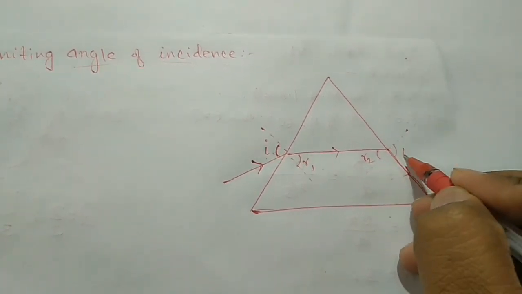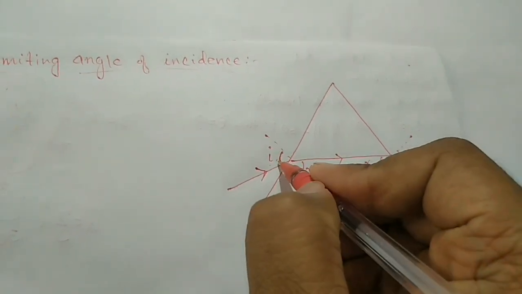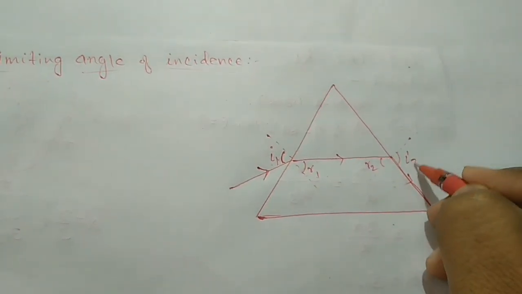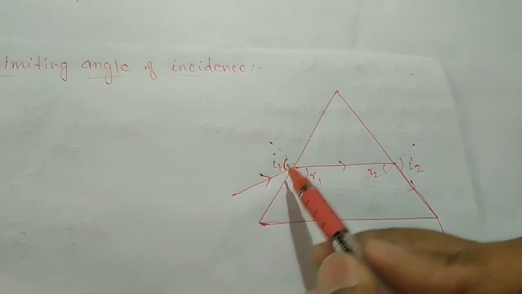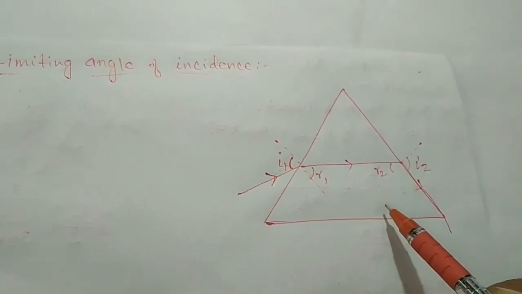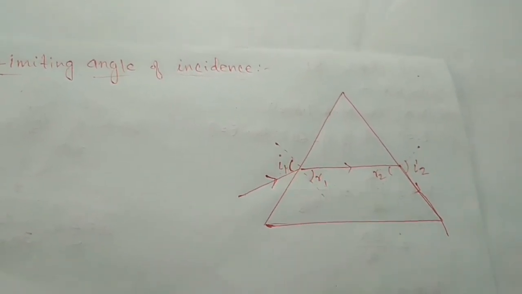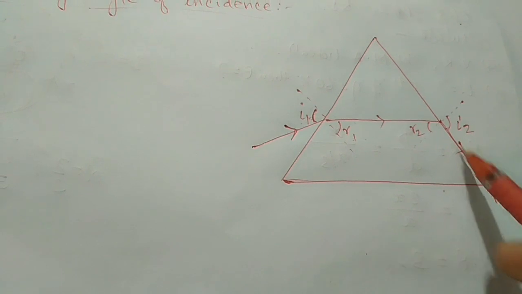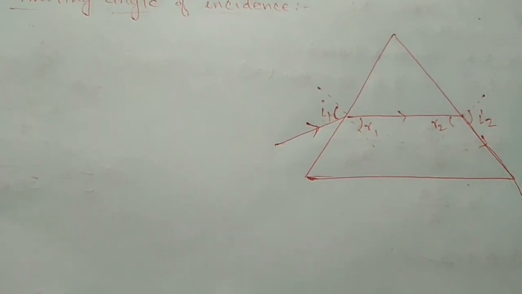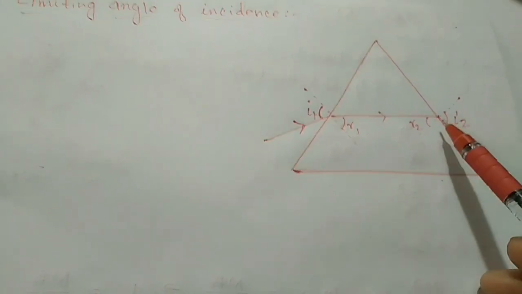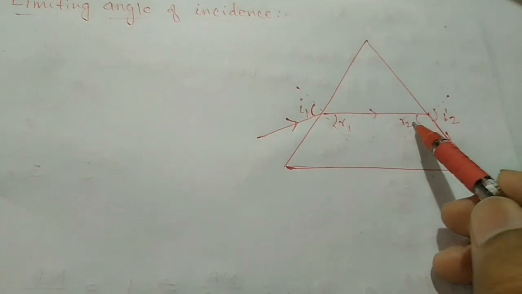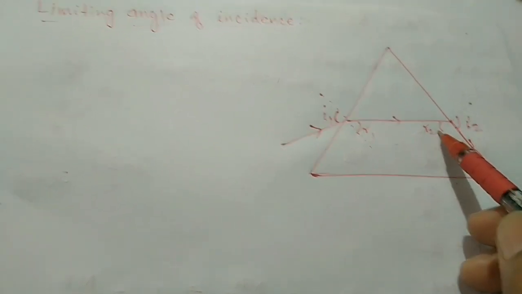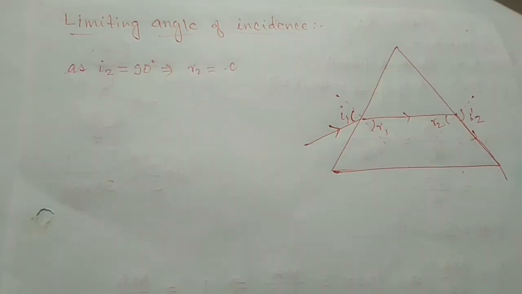So let this be I again. To differentiate, this is I1 and this is I2. We have to calculate this angle so that the light will not return to the same path. That minimum angle, what should it be? Let's do that. It is clear that the I2 angle is exactly 90, because it suffers the grazing angle, so I2 will be 90. And as I2 is 90, R2 will be the critical angle.